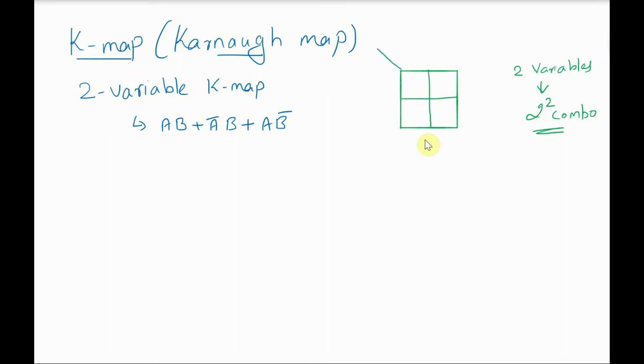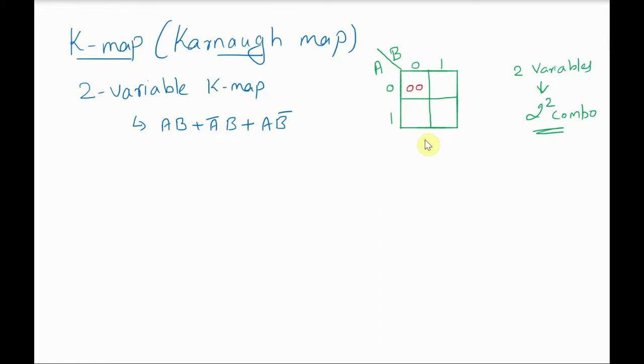So the two variables are written here. This is A and this is B. If the expression is by using the variables P and Q, then we will write P and Q here. Since the expression is written using the variables A and B, we are writing A and B here. And here the value of A is 0 and here the value of A is 1. Same in the column wise also, the value of B, first column it is 0, second column it is 1. Therefore, for the first cell, row value and column value, I am going to write 0, 0. A is 0 and B is 0.